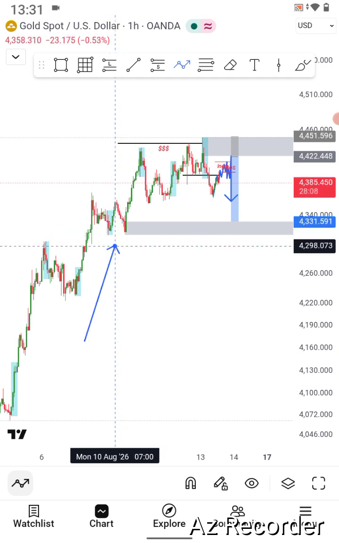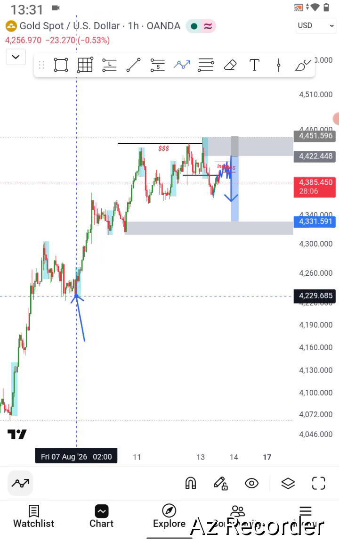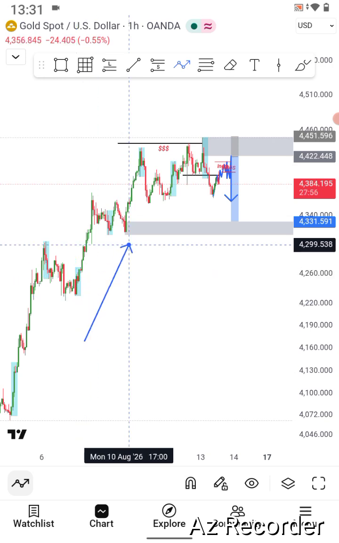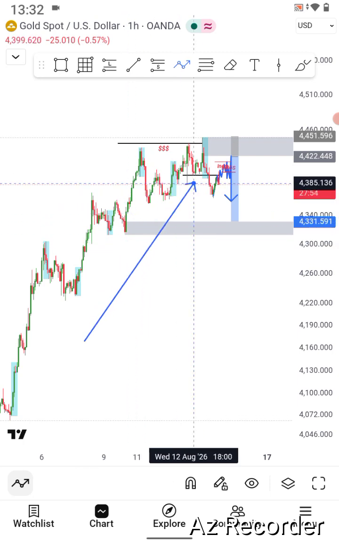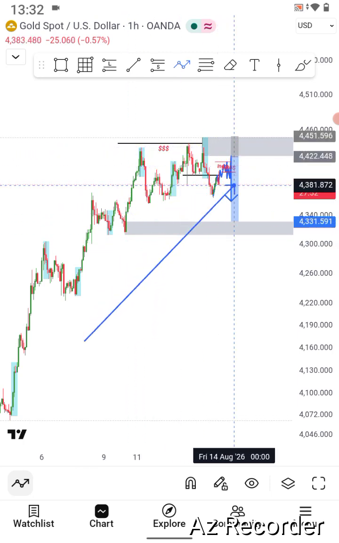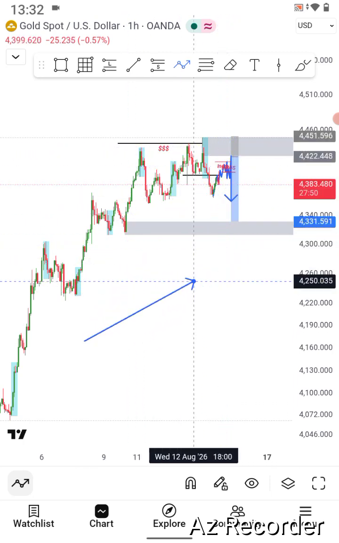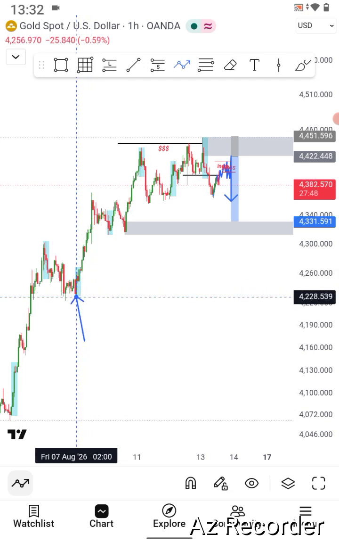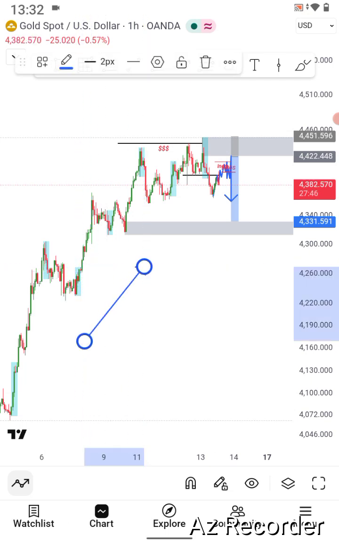This market will sell up to this point, and I'm almost sure that it will dump to this point. Are you seeing it now? I'm almost sure that market is going to dump to that point. All these are liquidity traps. Market comes up here, taps, and is going to dump to this point.